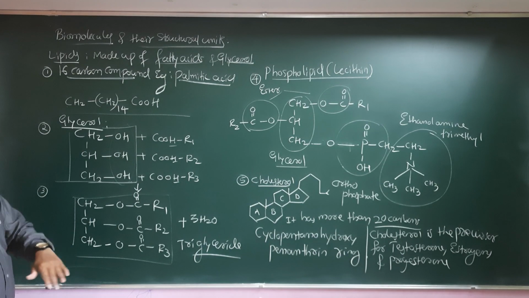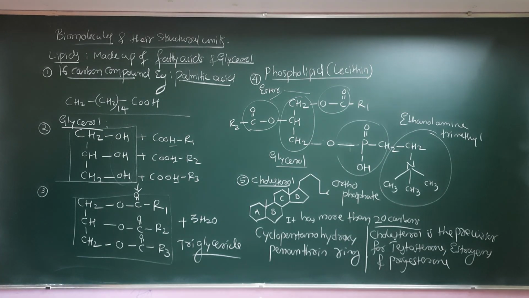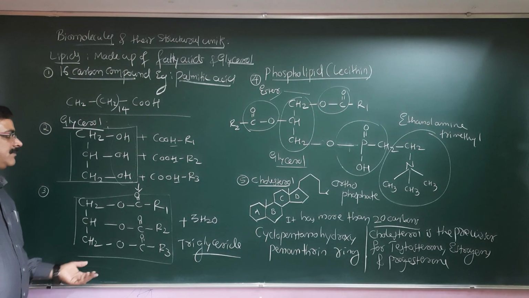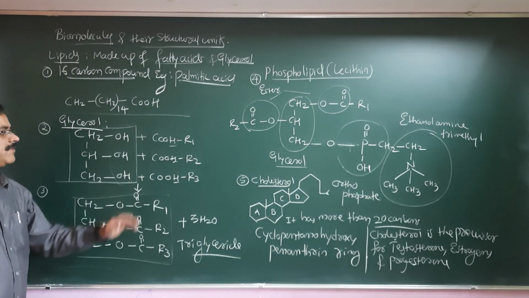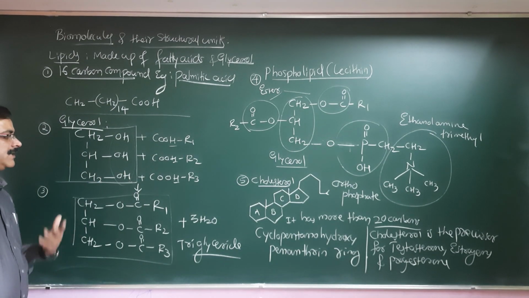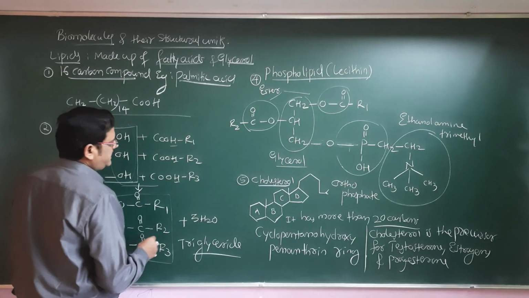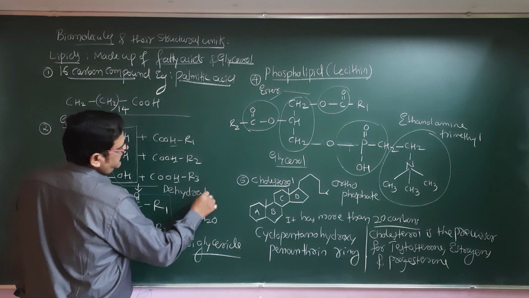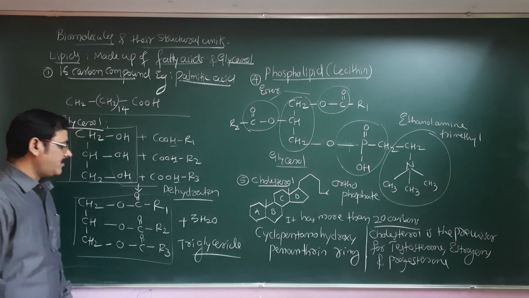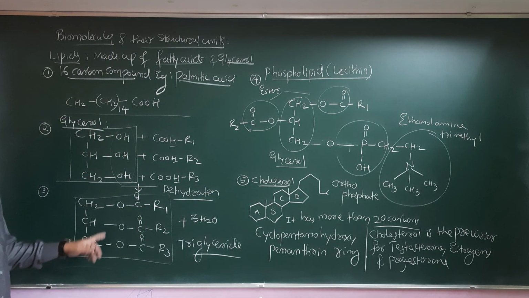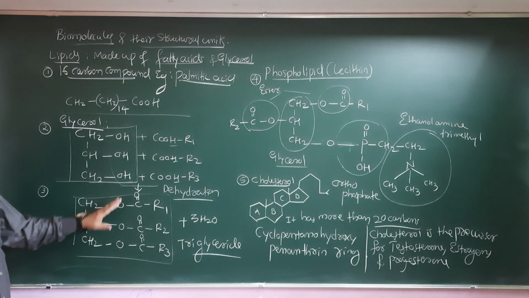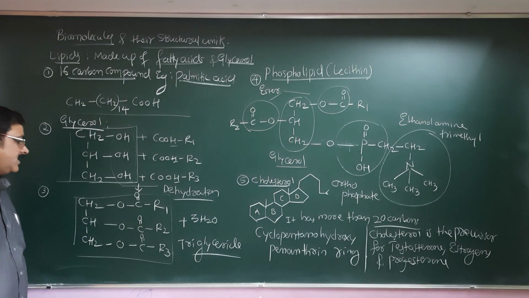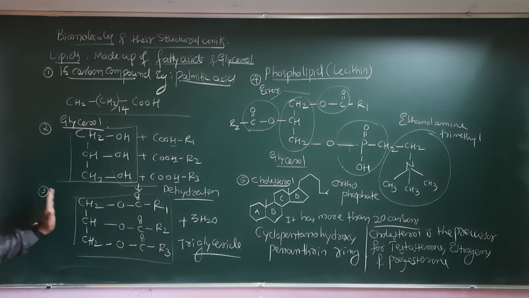This is glycerol, but when it is attached with three side chains, the carboxyl groups R1, R2, R3, the OH group and one H from the carboxyls are removed. Ultimately, it is a dehydration reaction, a removal of a water molecule, forming CH2O and CO groups. So there are three ester groups here, as well as R1, R2, R3. This is what we call a triglyceride molecule.